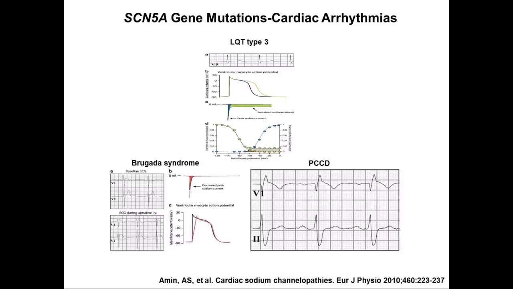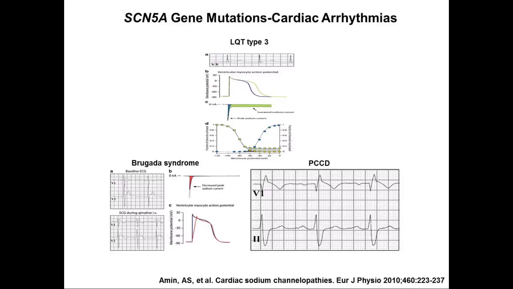So why is the sodium current very important? As you know, this current is universally present in small animals and humans. Also, channel mutations have been identified in long QT syndrome, such as type 3 long QT syndrome.